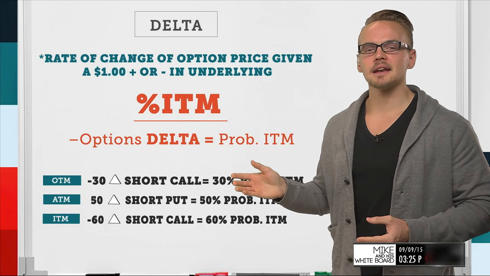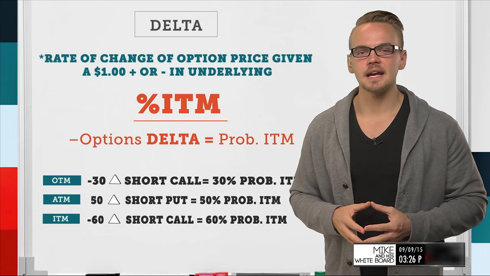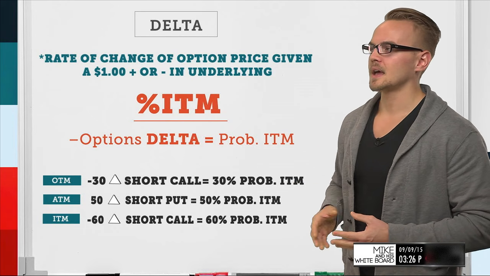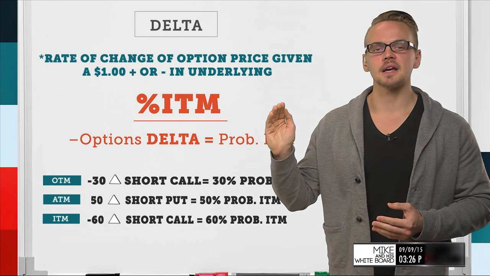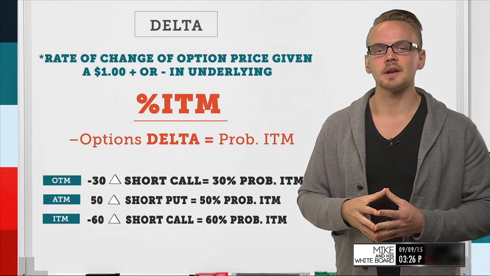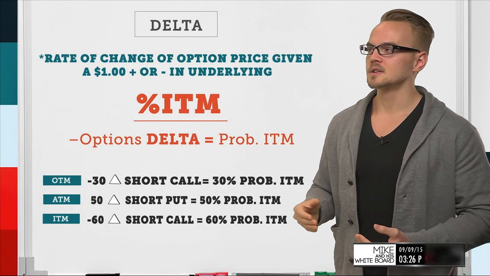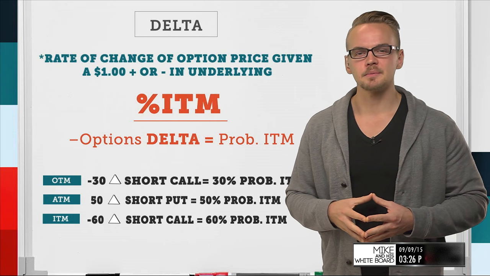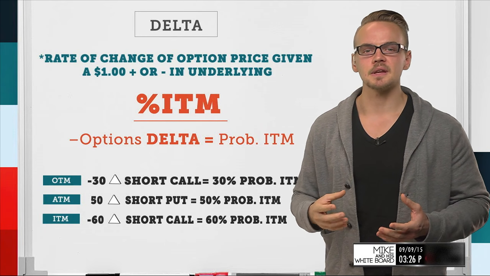So if I'm looking at an out of the money option, I'm looking at a short call. So that's going to have a negative delta of 30. And if I looked at that probability of being in the money, since I'm selling an out of the money option, I'm going to have a 30% probability of being in the money. And again, when we're selling options, we want them to remain out of the money. So if I've got 30% probability of being in the money, I know that I've got a 70% probability of being out of the money.